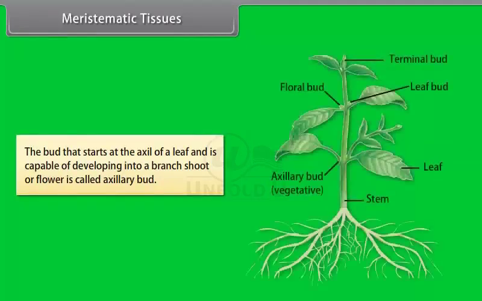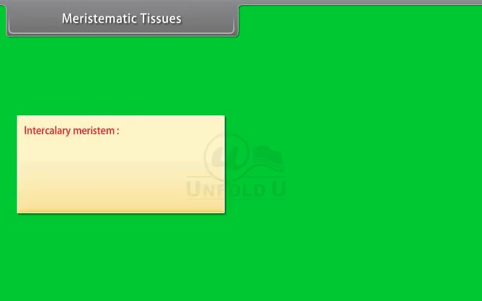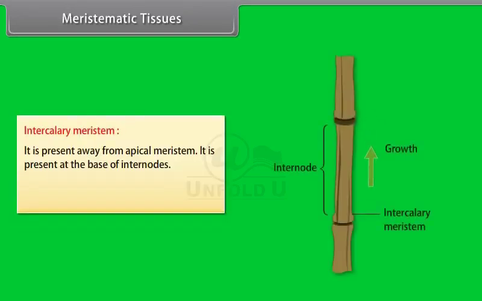The bud that starts at the axil of a leaf, capable of developing into a branch shoot or flower, is called axillary bud. Meristematic tissues. Intercalary meristem. It is present away from apical meristem. It is present at the base of internodes, for example, in grasses and wheat, or at the base of leaf.